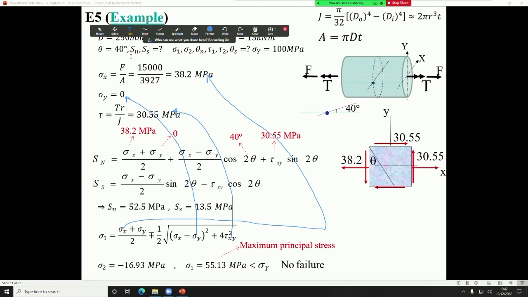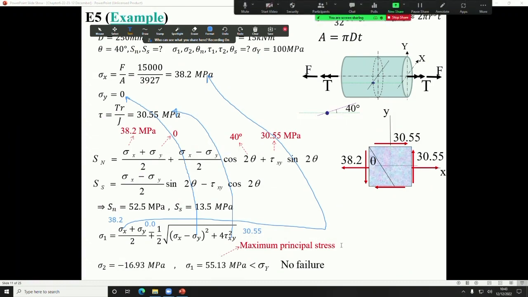So if I just use this, it's easier. So sigma x is 38.2, and sigma y is equal to 0, and tau xy is equal to 30.55. Correct? Very pretty slide now. Okay, any questions?